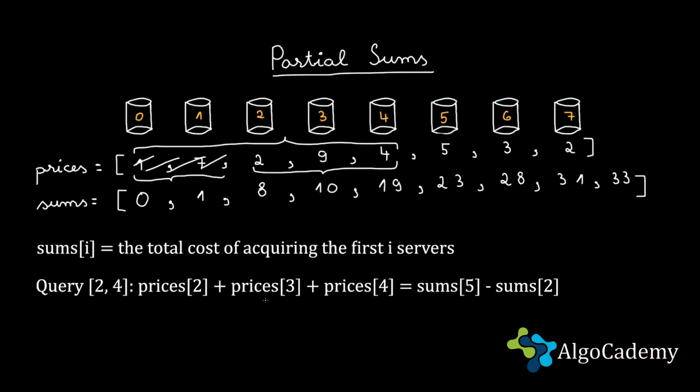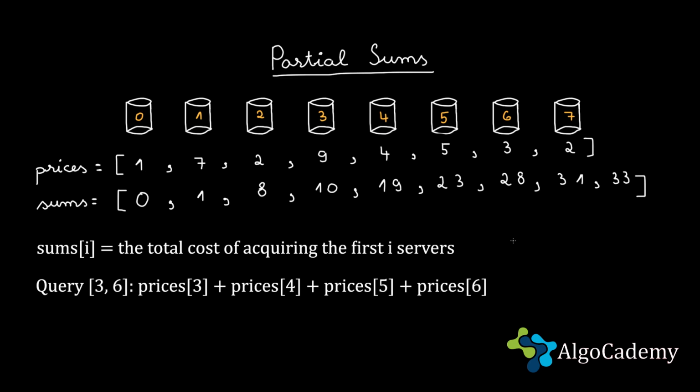And the beauty of this is that we can do this for a subarray or a subsequence of consecutive servers that has thousands of servers. It doesn't matter. All these thousands of additions will just get translated into one difference. So let's verify it. What is sums of 5? 0, 1, 2, 3, 4, 5. It's 23. Minus, what is sums of 2? 0, 1, 2 is 8. 23 minus 8 is 15, which is indeed our sum, 2 plus 9 plus 4, right?